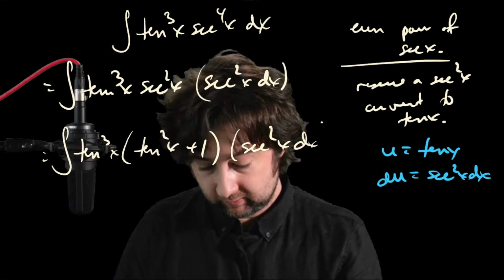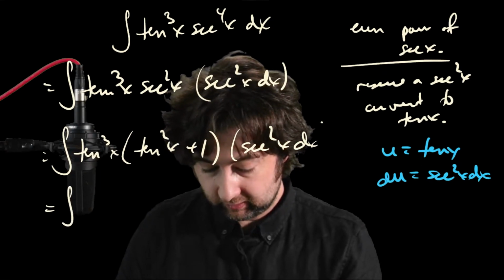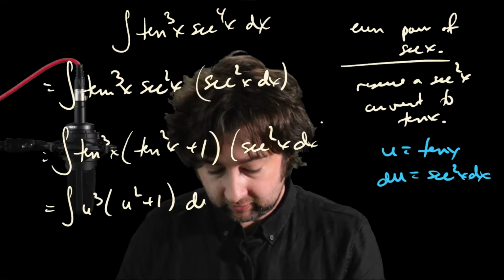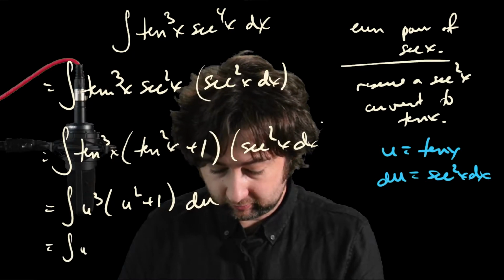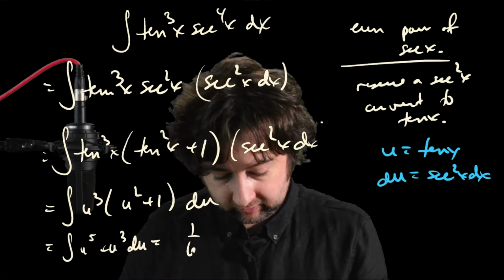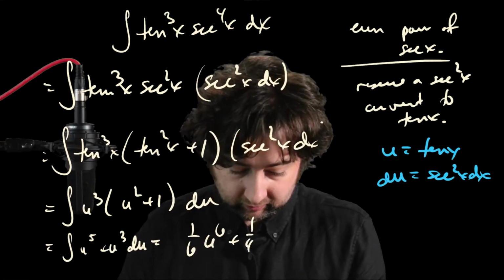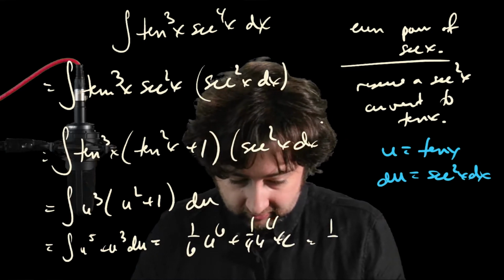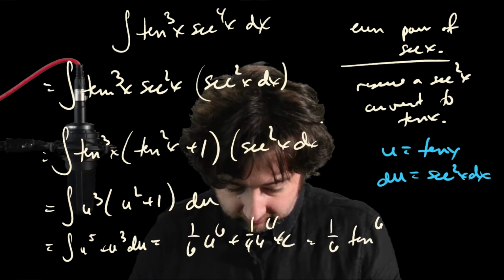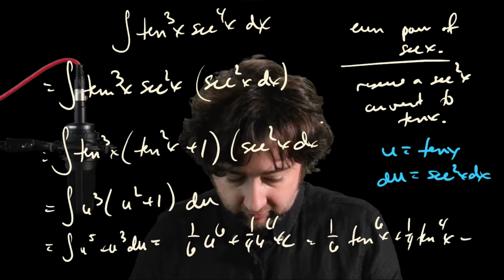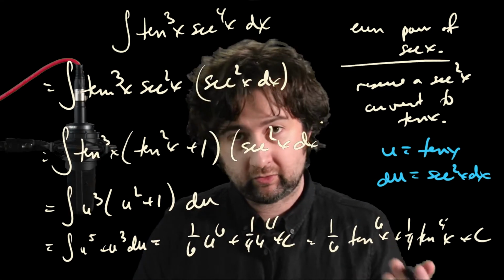I get the integral of u to the third times (u squared plus 1) du, which is the integral of u to the fifth plus u to the third du, which is 1/6 u to the sixth plus 1/4 u to the fourth plus c. Substituting back, we get a sixth of tangent to the sixth plus a fourth of tangent to the fourth plus c. Very straightforward and very similar.